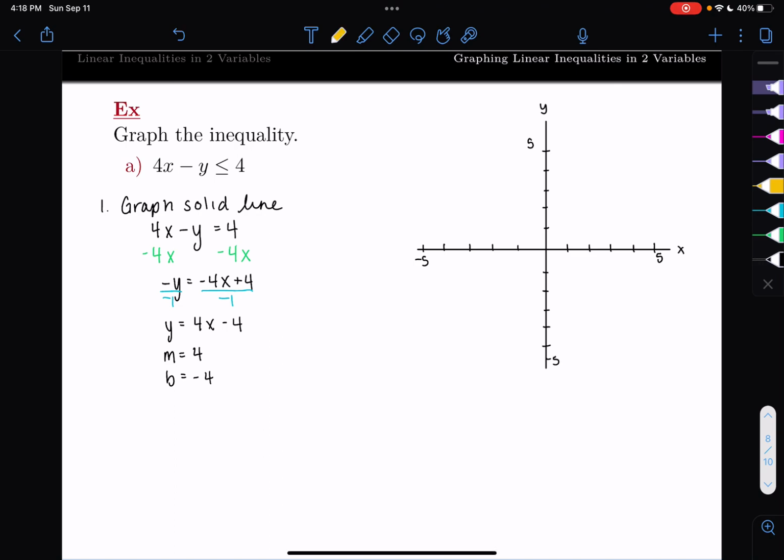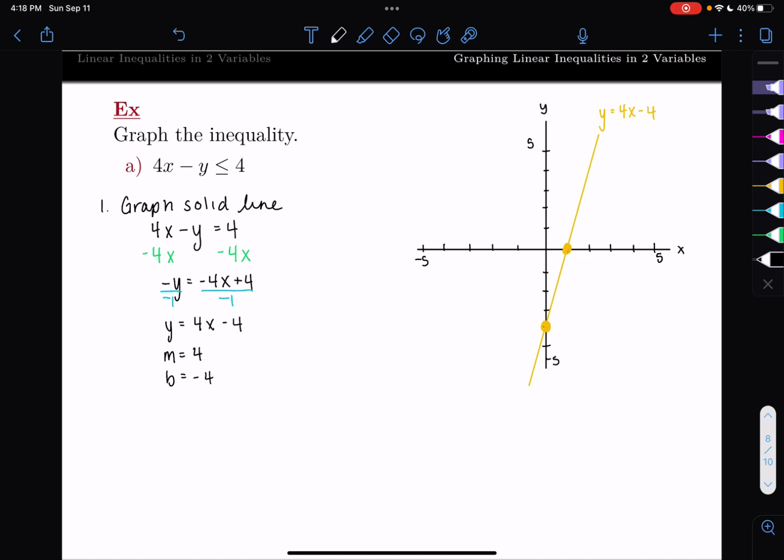We start by graphing our y-intercept, which is at negative 4. My slope is positive 4, so I go up 4 and then over 1. This is my other point on the line. Because I can graph it as a solid line, I just connect my dots. So this is our line y equals 4x minus 4.